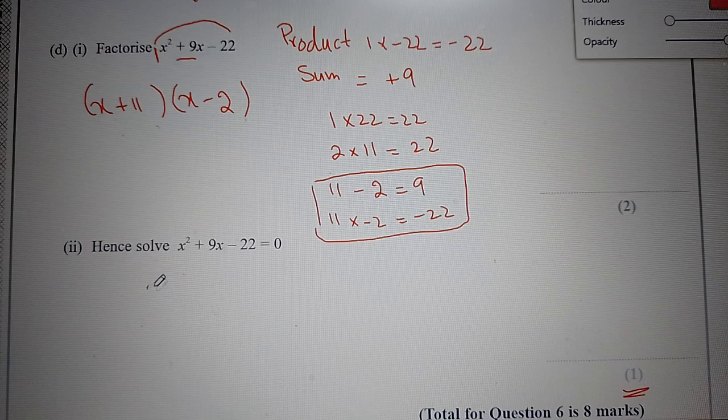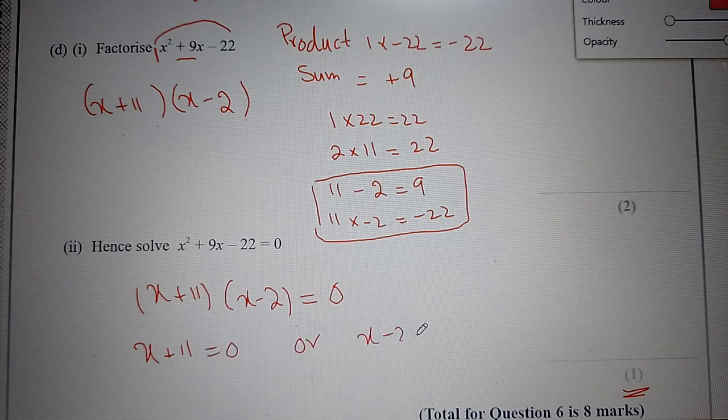You just need to put x plus 11 and x minus 2 equals 0, because both of these terms are multiplying and they equal 0. It means one of them must be 0, either this one or this one equals 0. So if you move plus 11 to the other side, that becomes minus 11. If we move minus 2 to the other side, that becomes 2. So our solution is 2 and minus 11.